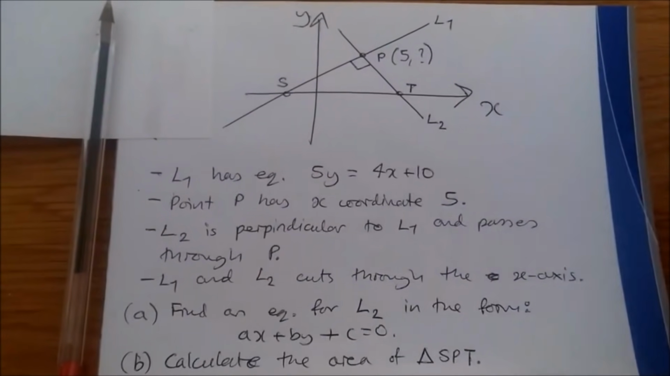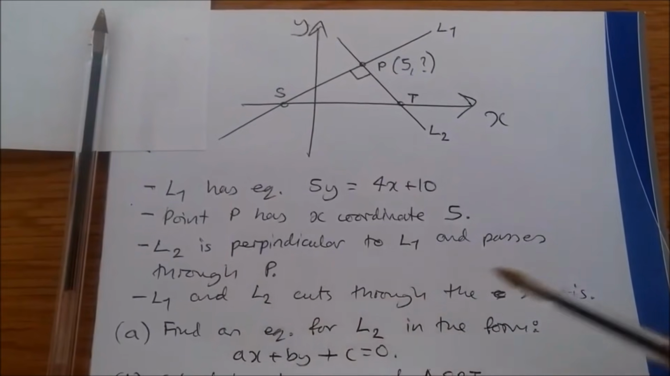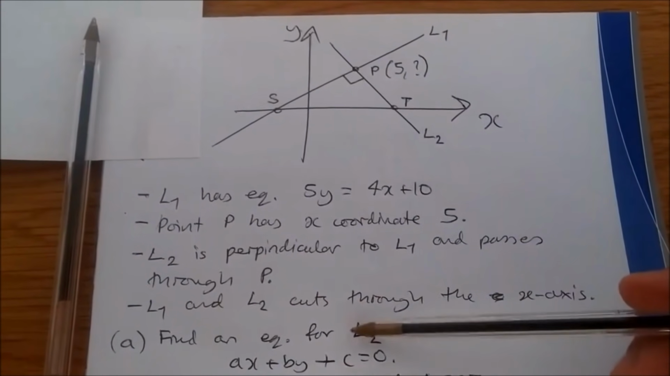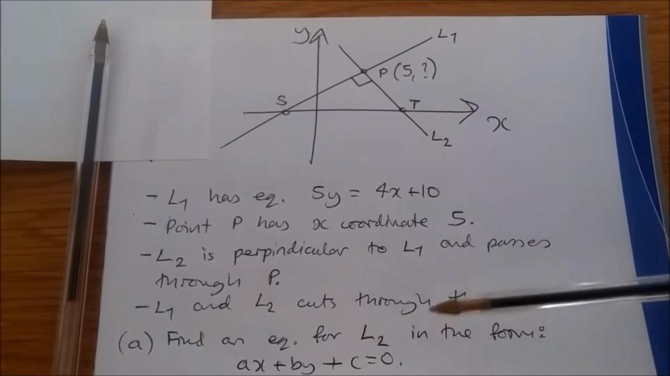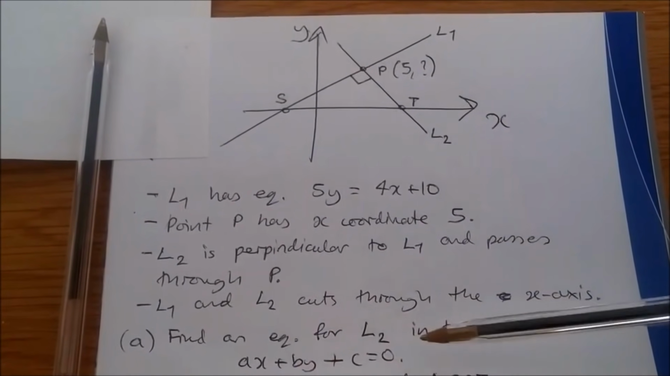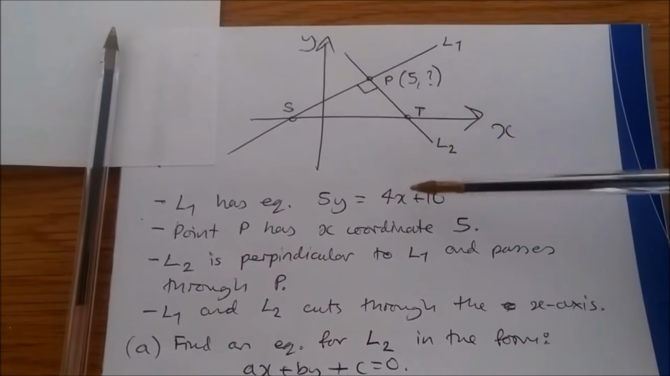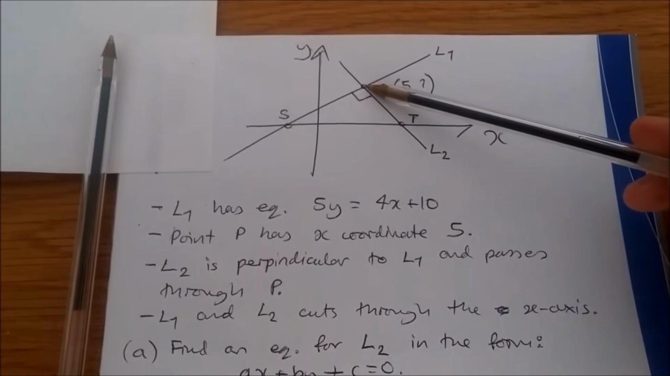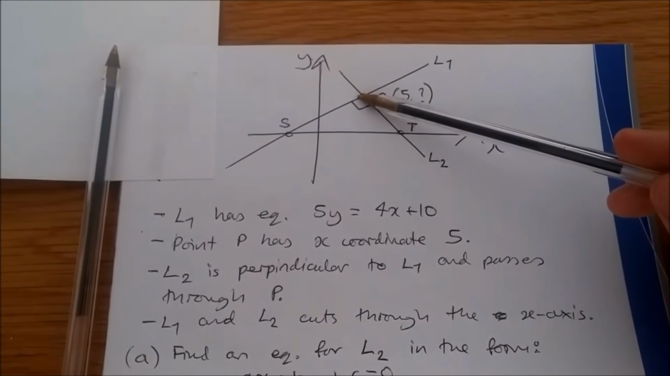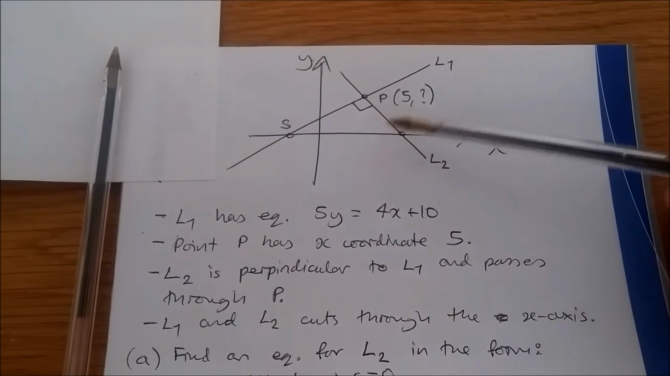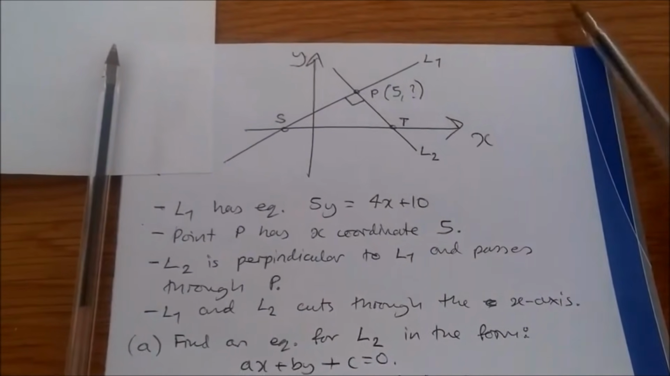Next one, L2 is perpendicular to L1 and passes through point P. Yep, quite clear. L1, L2 cuts through the x-axis, again clear. So of course, the basic question is find an equation for L2 in the form of ax plus by plus c. Using the straight line equation y equals mx plus c, if we know the gradient of L1, then we can find a perpendicular gradient for L2 and then plug in the x and y coordinate. So first things first, let's find the coordinate of y.